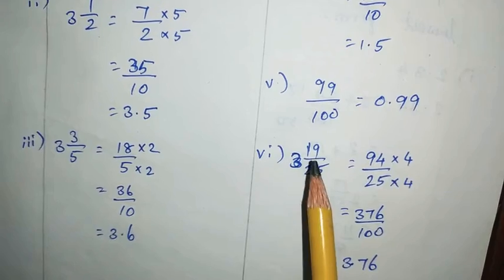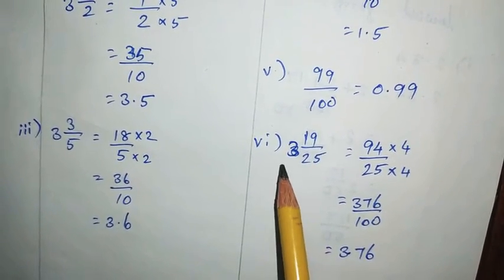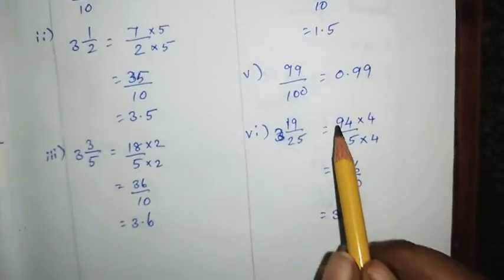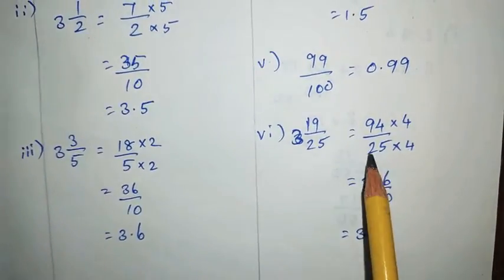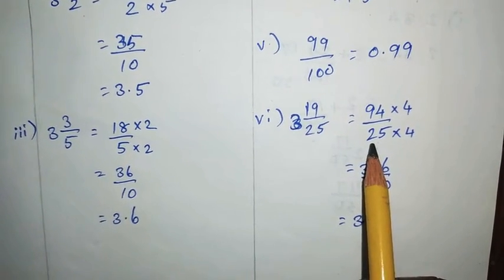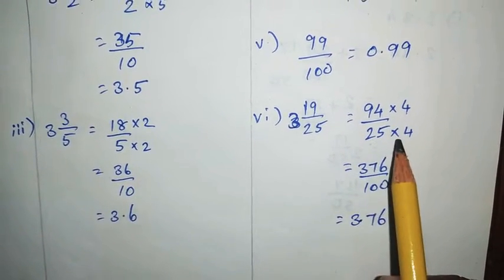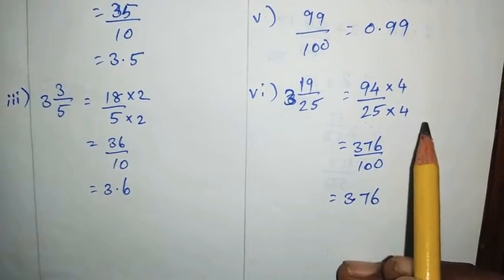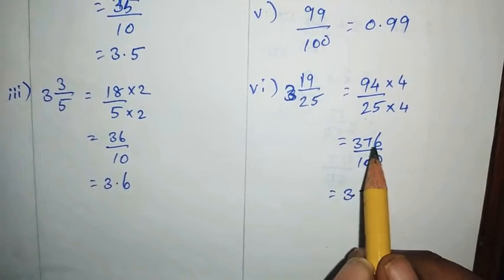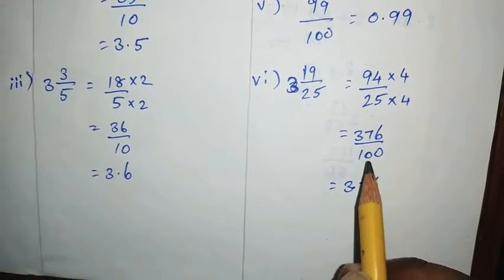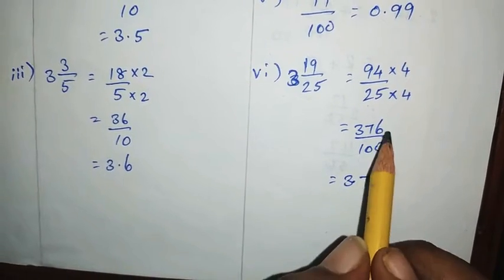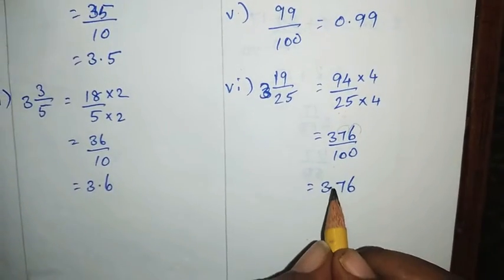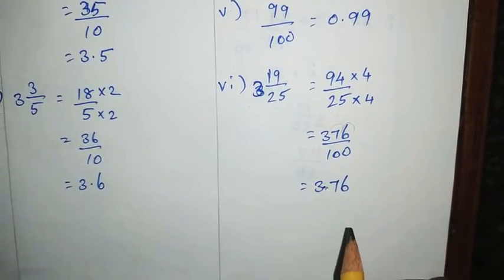Sixth sum, 3 19 by 25. Here also it is in the form of a mixed fraction. The mixed fraction is converted into an improper fraction. We get 94 by 25. This 25 has to be changed into a multiple of 10. So we are going to multiply it by 4. If we multiply both the numerator and denominator by 4, we will get the fraction as 376 by 100. Since there are two zeros in the denominator, you have to move two decimal places to your left hand side. We will get the decimal number as 3.76.